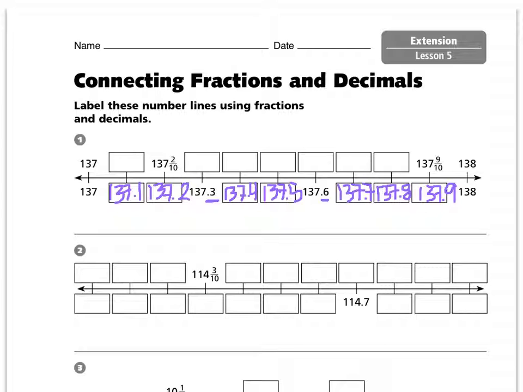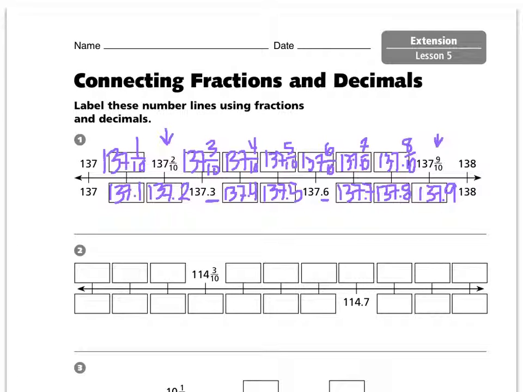Also, a hint up here in the fraction is that each of the fractions are by tenths. So now I can go up and I can do all of my fractions where I have 137 and 1/10, 137 and 2/10 already there, 137 and 3/10, and you're going to be adding 1/10 more to each one. Let's move on to number 2.